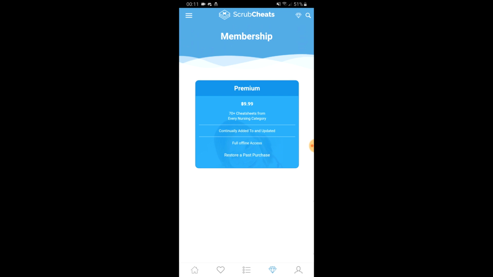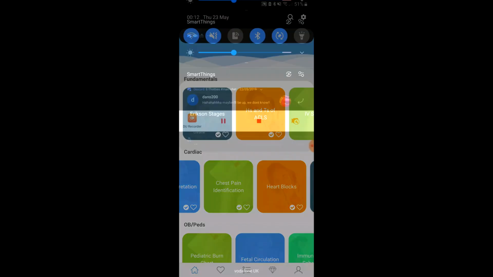I think the subscription is $9.99. That is about £7 something, I am not too sure. But with that said, it comes with 70 of the ScrubCheat cheat sheets itself, and they do add a lot more. I recommend you guys check this out. It is worth, you know what, £7. I cannot emphasize enough, this is one of the most useful apps that I've used since I started nursing. And to be honest with you, I feel like I used it while I did my healthcare assistant job for a good while.